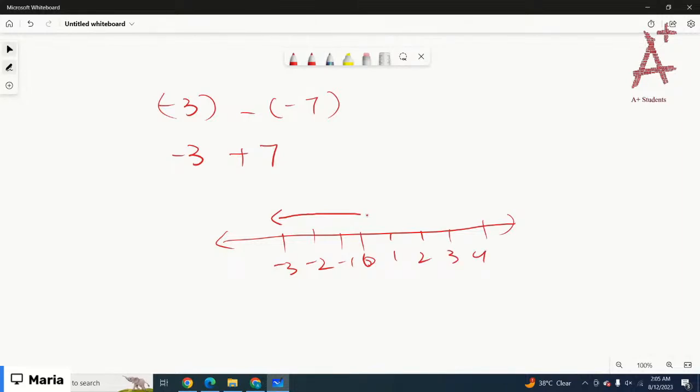So you have 1, 2, 3, 4, 5, 6, 7. You go here. So -3 plus 7 is 1, 2, 3, 4. That means that equals +4. So -3 minus -7 equals +4.